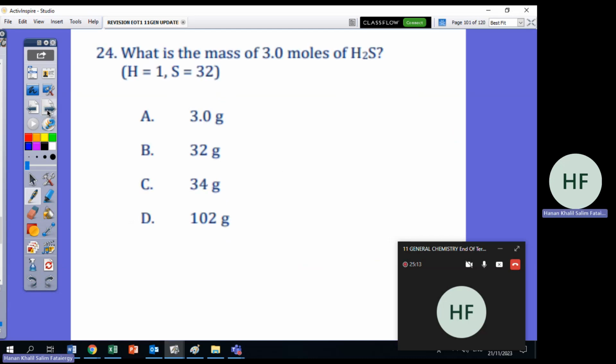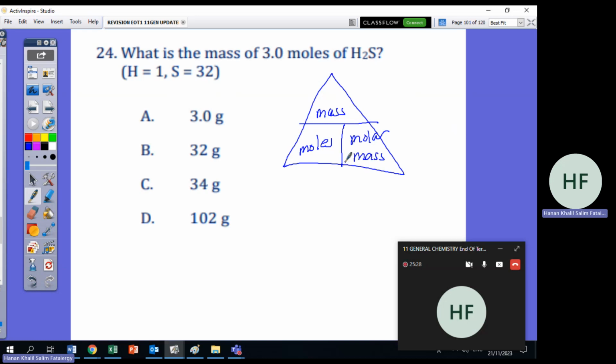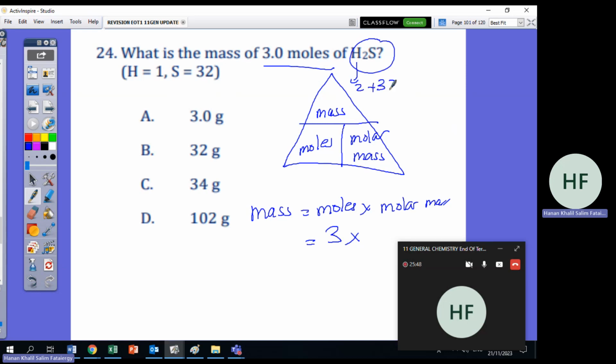Okay, now let's do another practice. What is the mass of 3 moles of H2S? Remember the triangle. What was here? Here we have mass, here we have moles, and here we have molar mass. Okay, come on, pause the video and do this calculation. Okay, the mass is 3 times the molar mass of H2S. H is 1 and I have 2, so this is 2 plus S is 32, so it will be 34. So 3 times 34, this is 102.